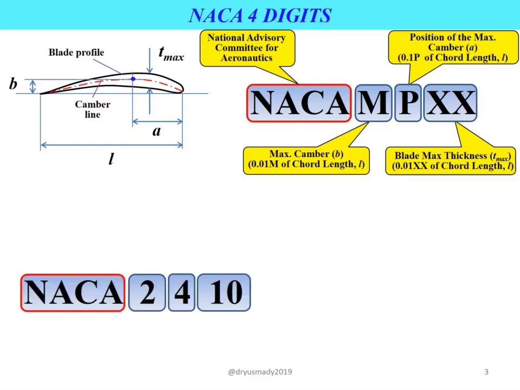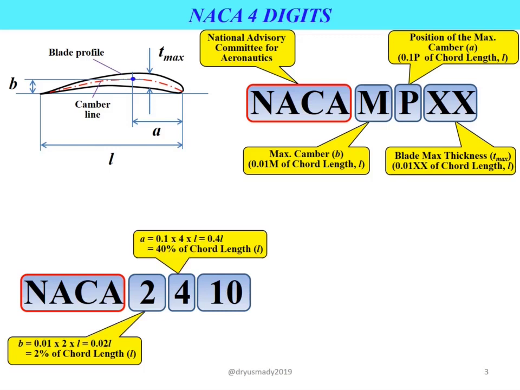Let's look at an example of a 4 digit code, for example NACA 2410. From the code, we can determine the maximum camber B. B equals 0.01 multiplied by the M code, which is 2, multiplied by chord length L, which is 0.02 L. Although we don't know the exact value of the chord length, we get the generalized value of B, which is 2% of the chord length.